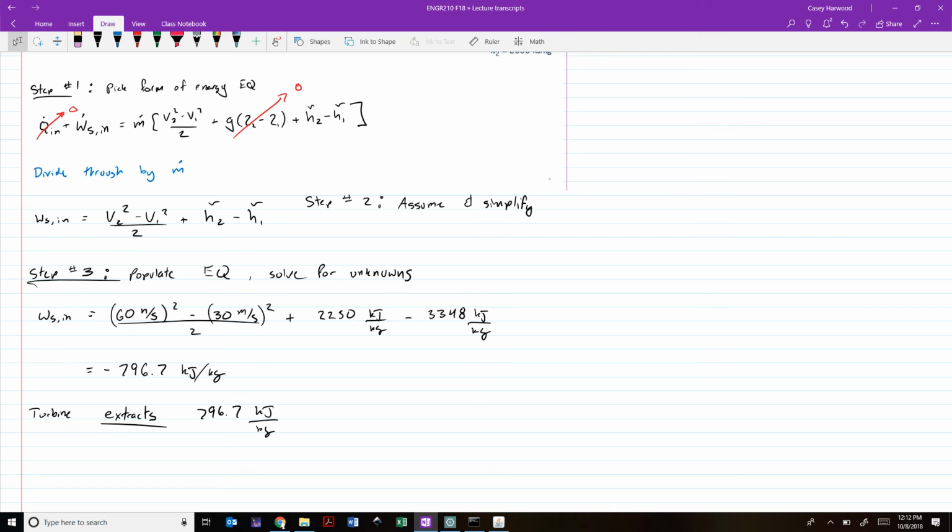2250 times 10 to the third kilojoules per kilogram? So I'm just missing a factor of 1,000. No, you got the right answer. You got the right answer. Oh. You have to take the first term is in joules, the last term kilojoules. So you have to divide the first term by 1,000.